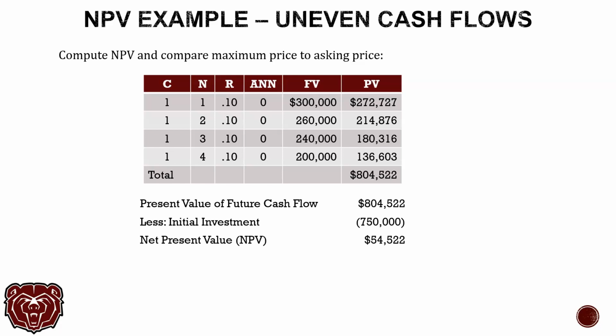Okay, so we have $804,522 as our present value of the future cash flows. We reduce that by the initial investment or the asking price. We get a net present value of $54,522. Do we accept or do we reject this investment? We're going to accept the investment because the NPV is positive.